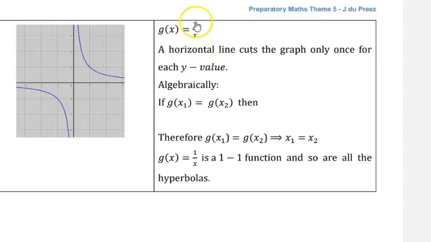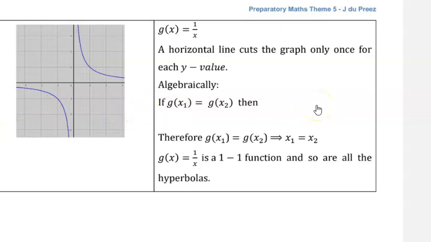If we look at a simple hyperbola like 1 over x, first of all, we know it's a function because each vertical line will cut the graph once. Even here at the asymptote x equal to 0, it looks as if the graph is vertical there, but it still has a slope, just a very large slope. And we can see then that a horizontal line will also cut it only once.